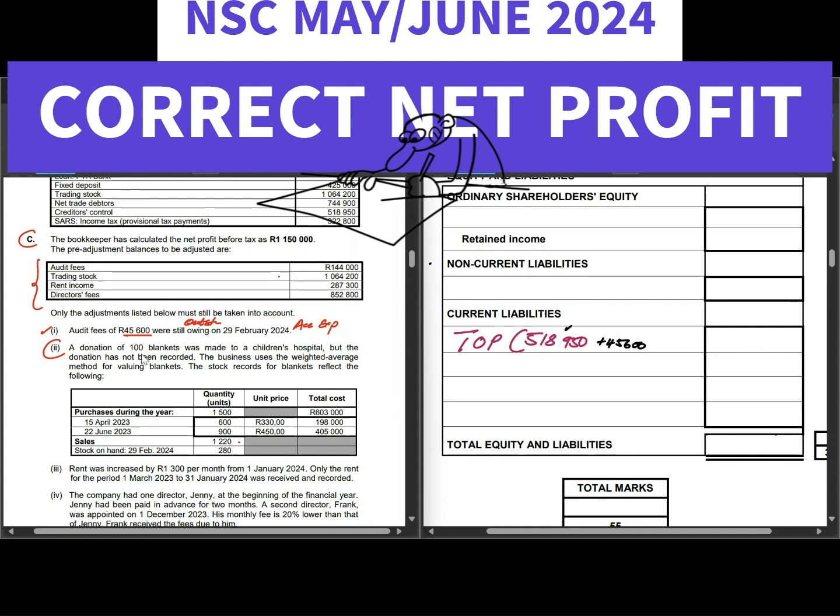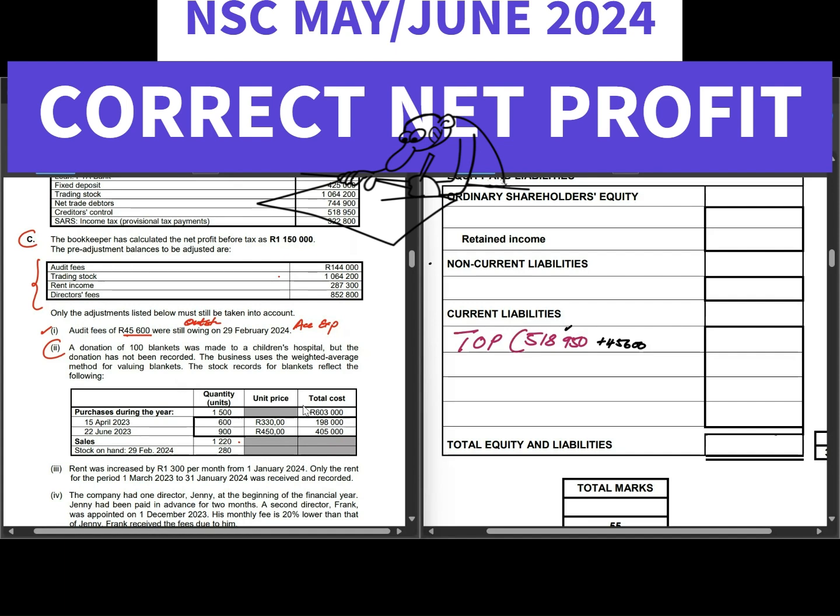It says a donation of 100 blankets was made to a children's hospital, but the donation has not been recorded. So we have an expense that has not yet been recorded. And remember, this must also affect your inventory. Then it says the business uses the weighted average method for valuing blankets. I think we cannot overemphasize the aspect of you knowing your inventory valuation methods before you go and sit for paper 1 as well as paper 2. The stock records for blankets reflect the following.